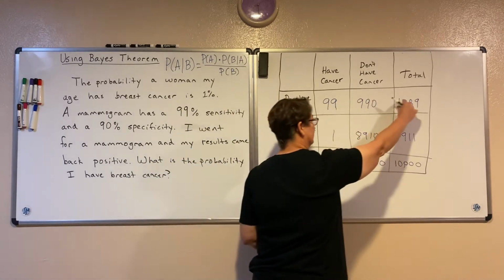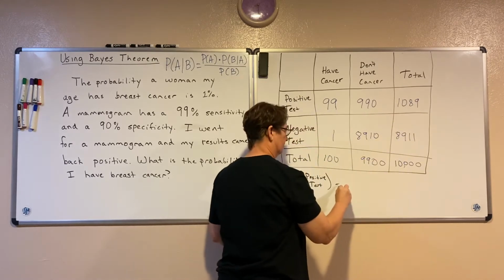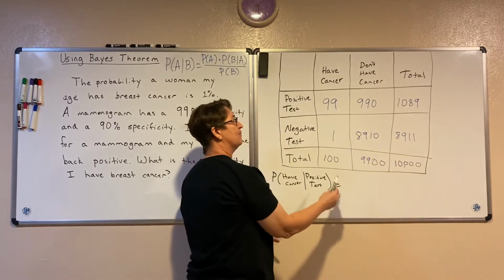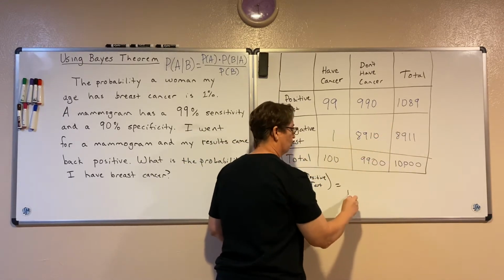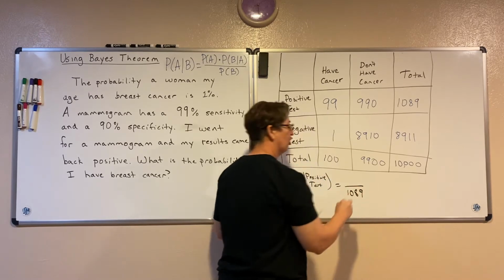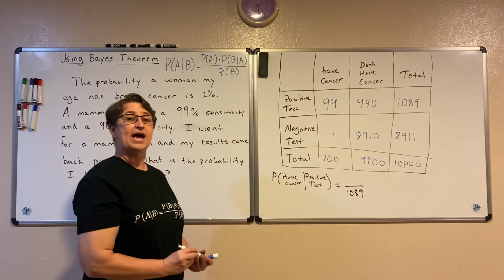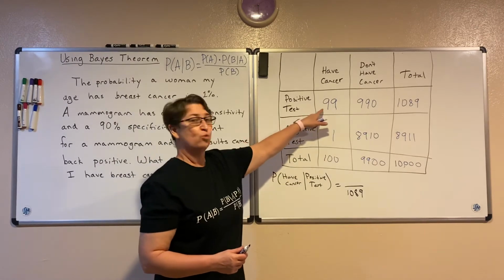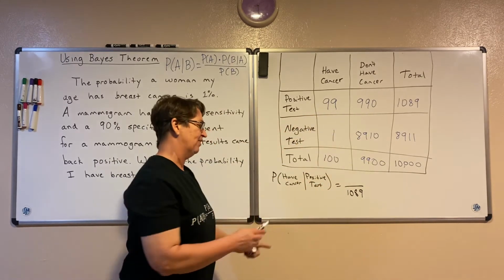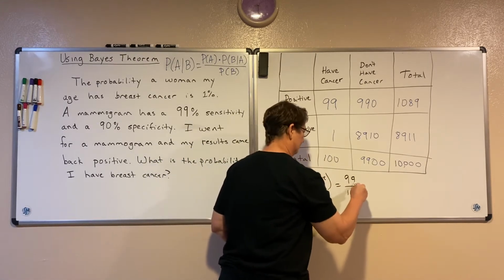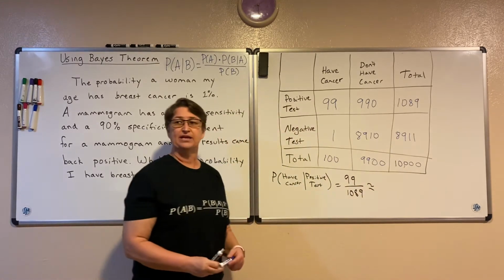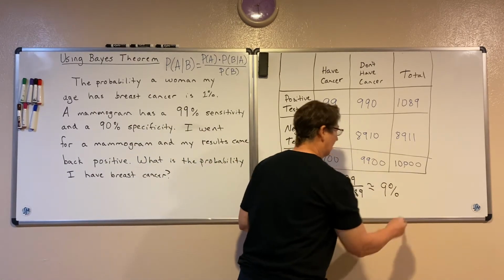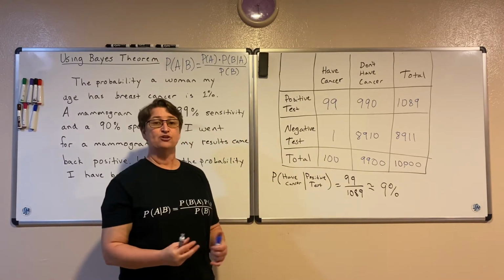I'm only looking at the women with positive tests. So my denominator, instead of being out of the full 10,000, is now just out of 1,089. Those women with positive tests. And I want to know what's the probability that I actually have cancer. Well, the ones with cancer, it's 99 out of that 1,089. So in other words, the probability that I have cancer is about 9%. That means there's a 91% chance that I don't have cancer.